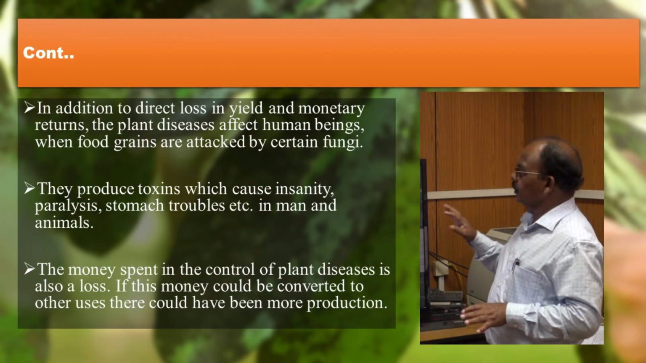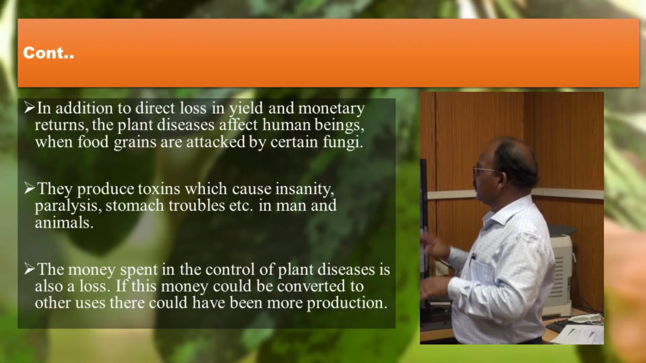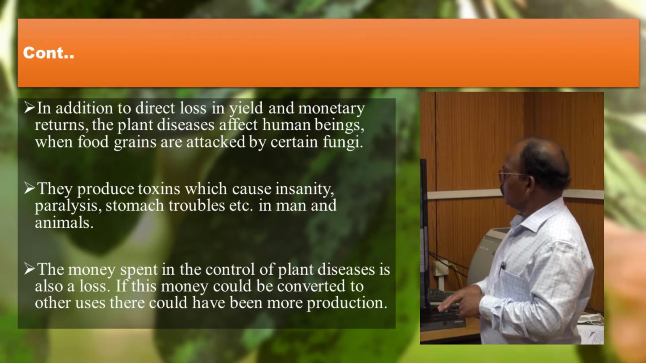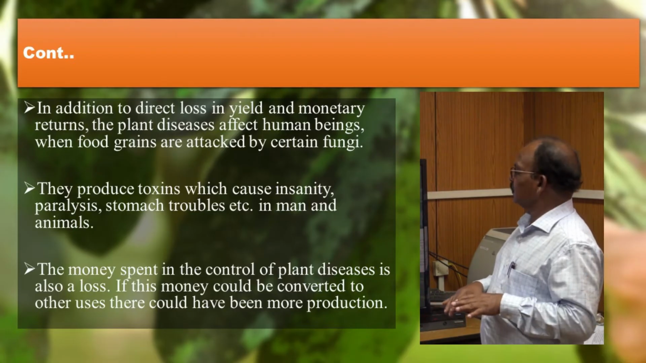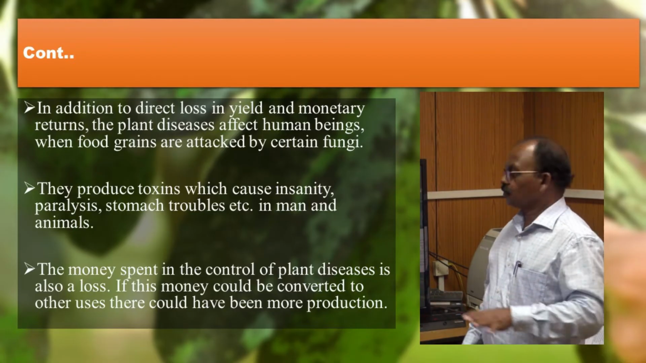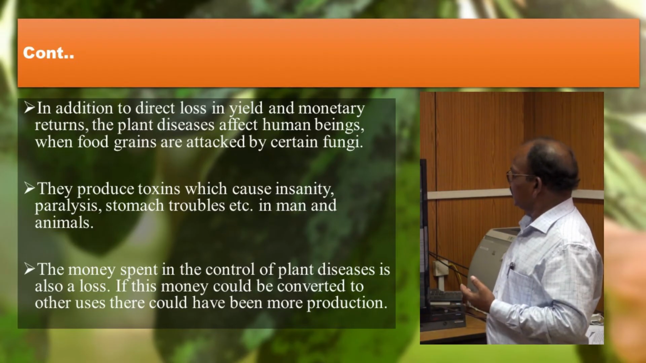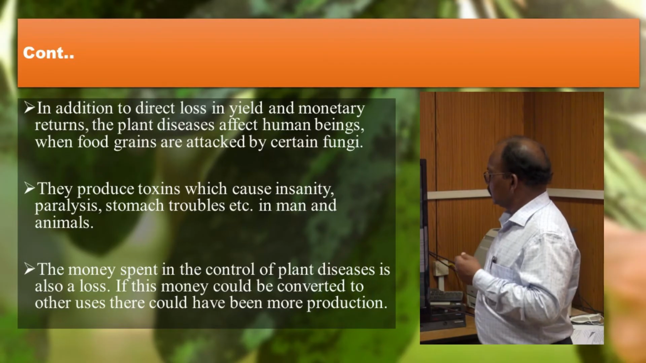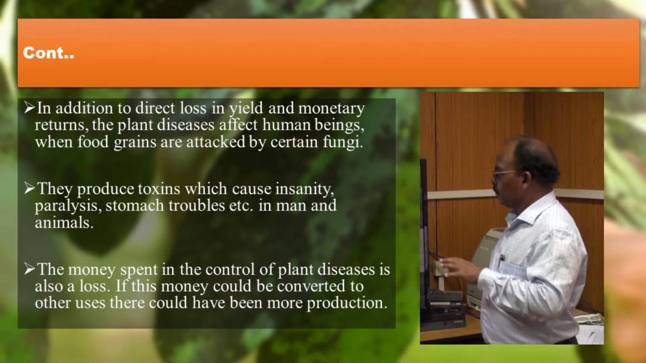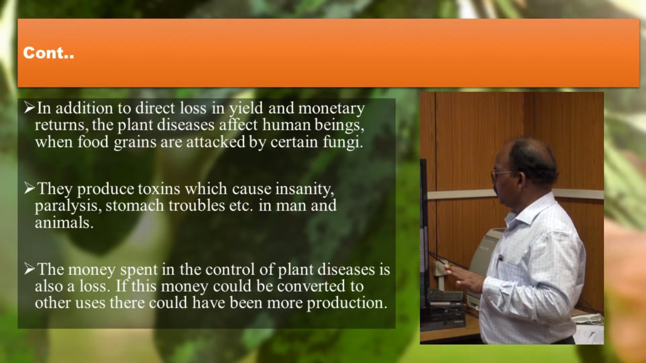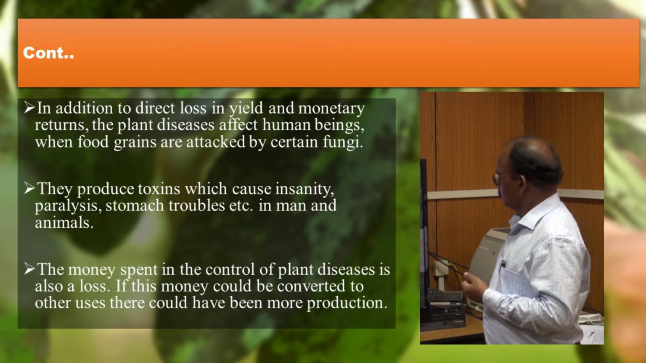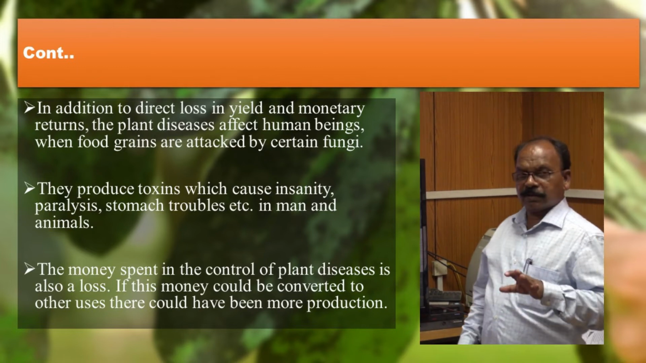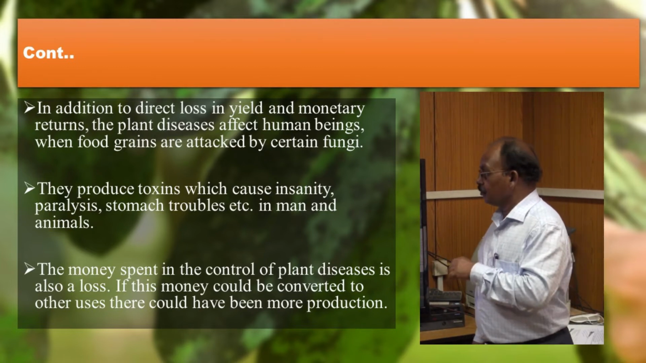In addition to direct loss in the yield and monetary returns, plant diseases affect human beings when grains are attacked by certain fungi. They produce toxins which cause insanity, paralysis, stomach problems, etc. in man and animals. The money spent in control of the plant diseases is also a loss. If this money could be converted to other uses, there could have been more production.